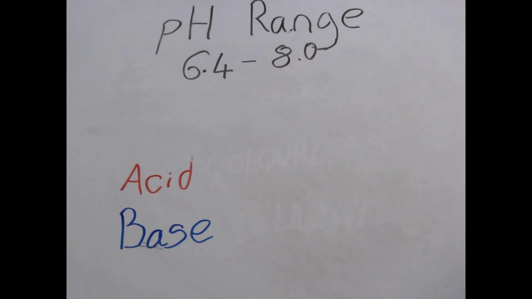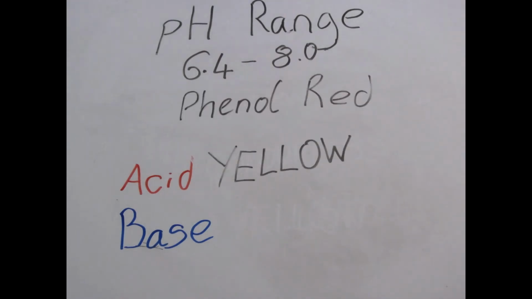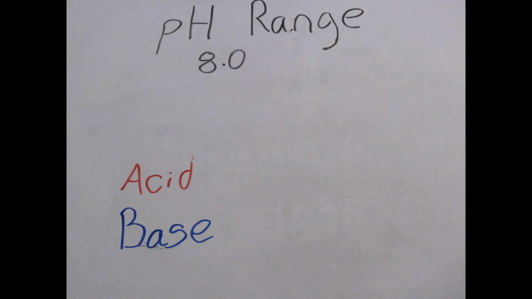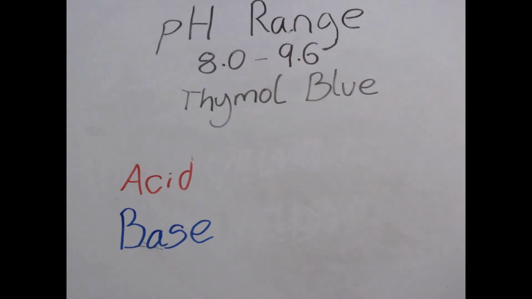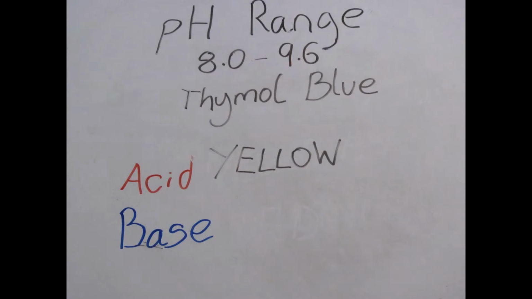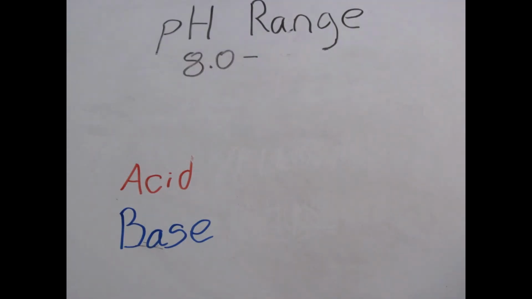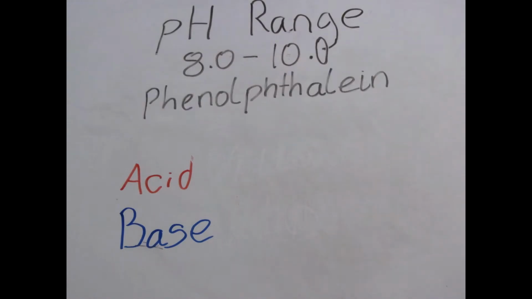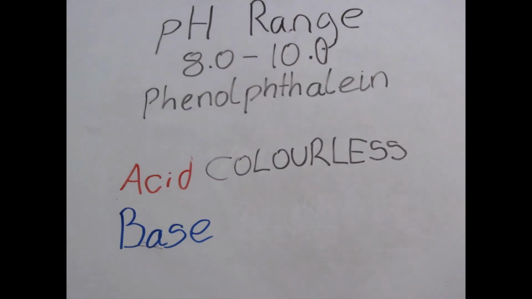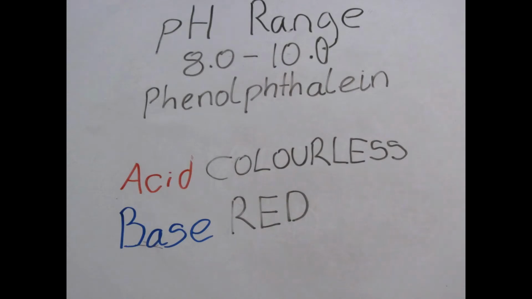6.4 to 8.0, phenol red. An acid appears yellow and a base appears red. 8.0 to 9.6, we use thymol blue. Acid appears yellow and a base appears blue. 8.0 to 10.0, phenolphthalein. Acid will appear colourless and a base will appear red.